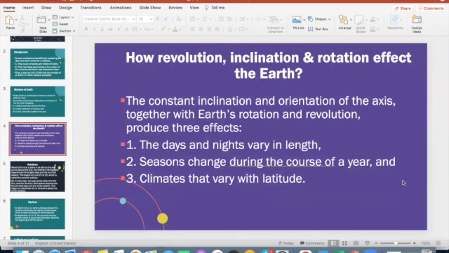So this is how revolution, inclination, and rotation affect the Earth. The constant inclination and orientation of the axis, together with the Earth's rotation and revolution, produce three different effects. We have the days and the nights that vary in length. We have the seasons that change during the course of a year. And then we have climates that vary with the latitude.